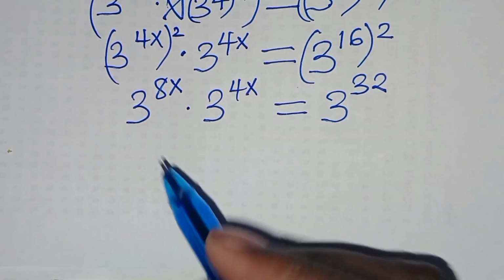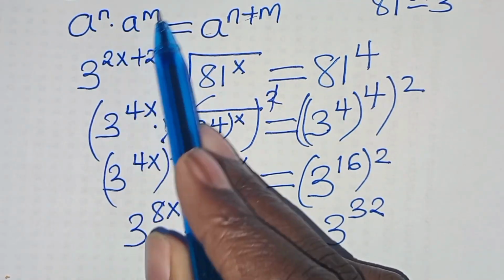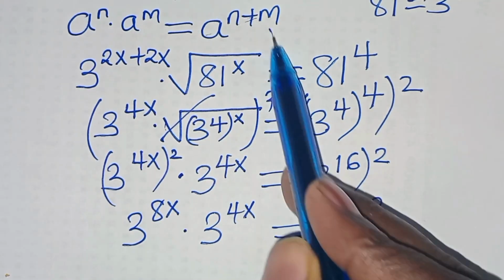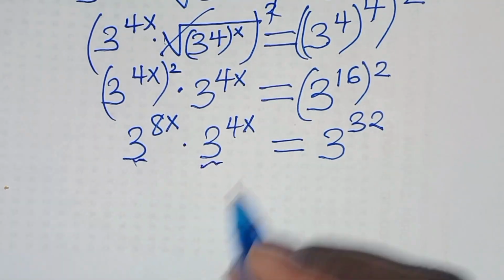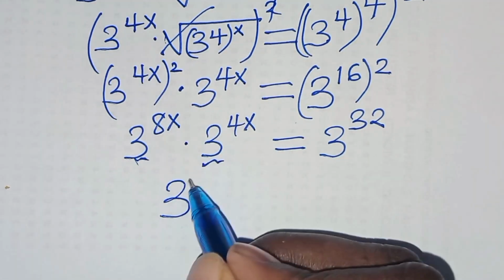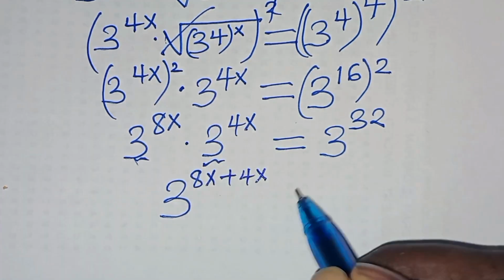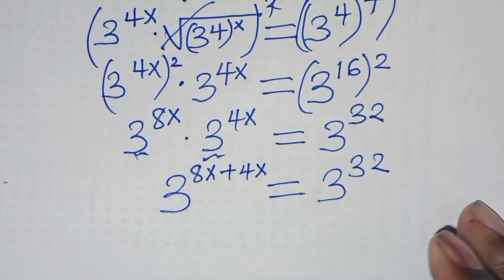The next step from here, applying this exponent property, that is a to the power n times a to the power m is equal to a to the power n plus m. Let's apply this exponent property to what we have here. So we have 3 raised to the power 8x plus 4x. This is equal to 3 raised to the power 32.